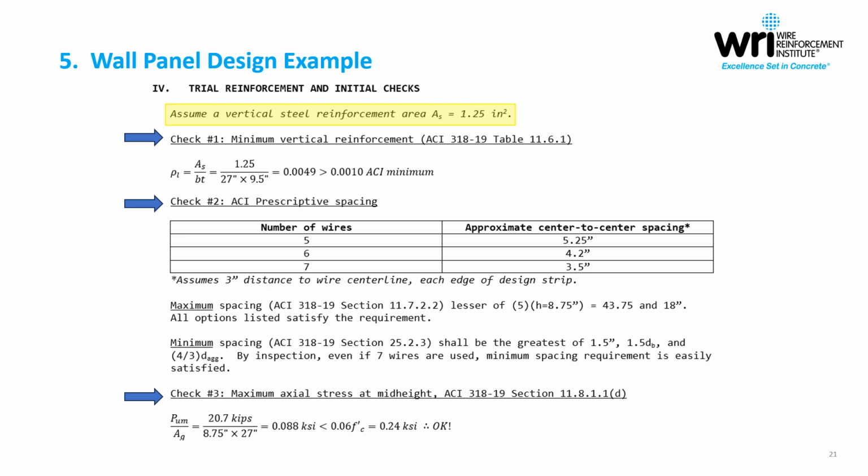Check number 3. This is an important one, checking maximum axial stress at the mid-height of the wall panel. Here we're well within the limit of 0.24 ksi. You can see that we take P sub UM over the gross area, and we're at 0.088 ksi. So we're okay here as well.